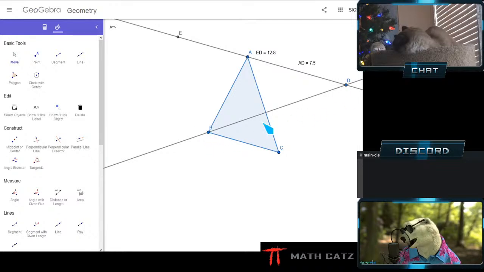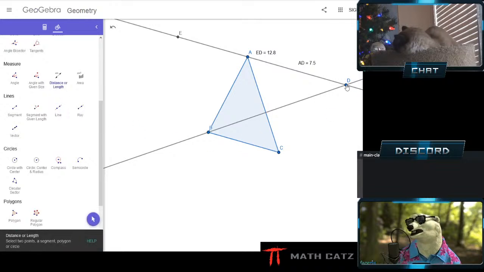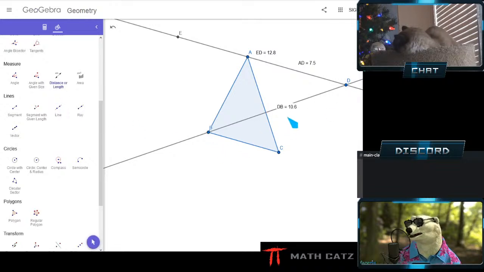Now I need to measure how long this distance BD is. So I go to my measure section, distance or length. D to B is 10.6. Then I'll go to my calculator and say, I have a scale factor of 1.7. I'm going to apply it to this 10.6. So 1.7 times 10.6 and get 18.02. So now I need to measure a new length, 18.02, from the center past B somewhere over here.